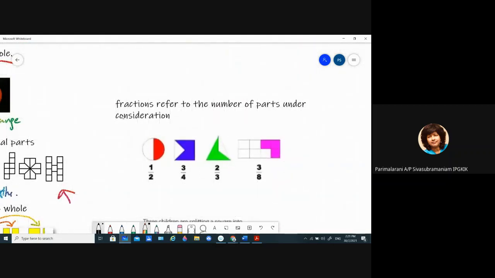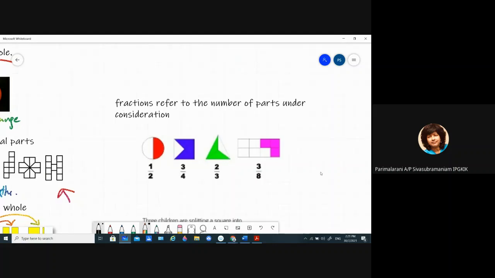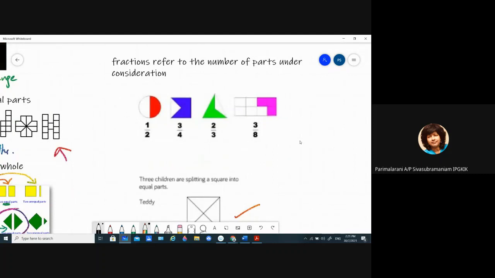Okay. Then we need to tell them also that fractions refer to the number of parts under consideration. When we say 1/2, it means that we are considering one part out of two parts. 3/4 means we have 1, 2, 3. We are taking into consideration three parts out of four parts. 2/3, two parts out of three parts. 3/8, we are looking at three parts out of the total of 8 parts. So a fraction refers to the number of parts under consideration.